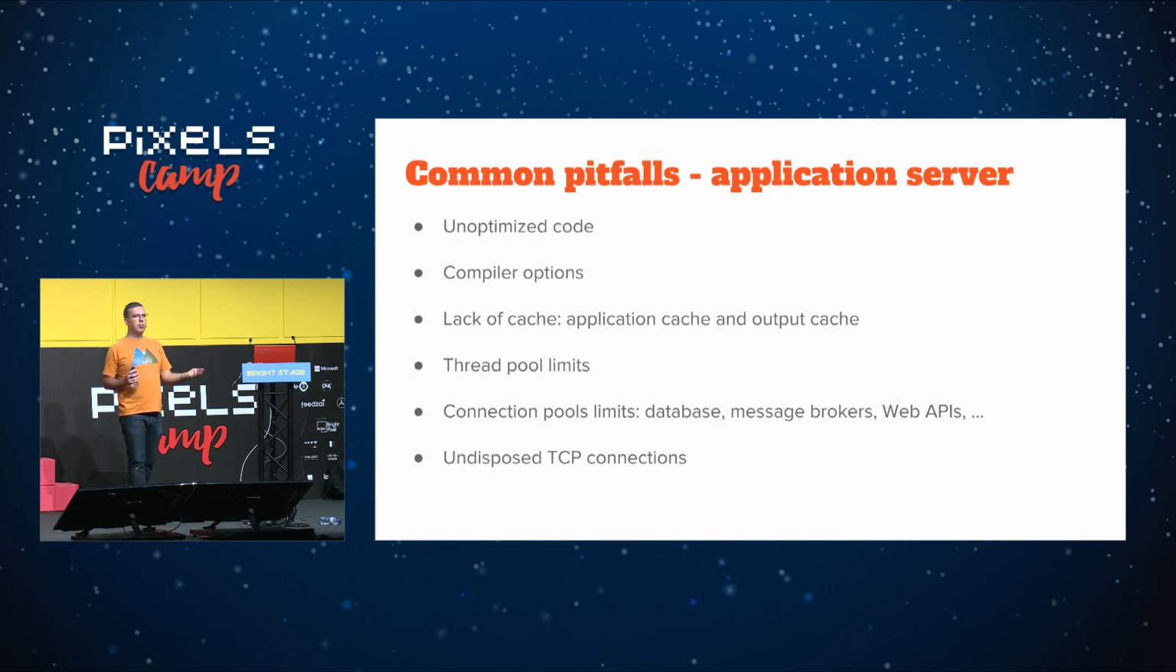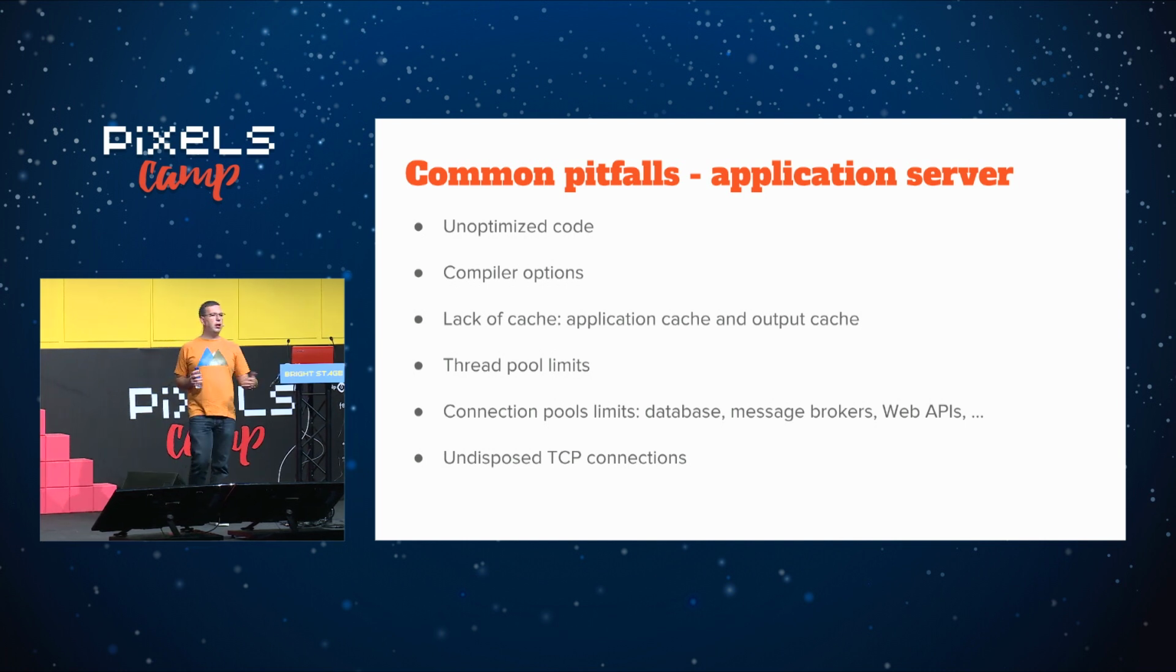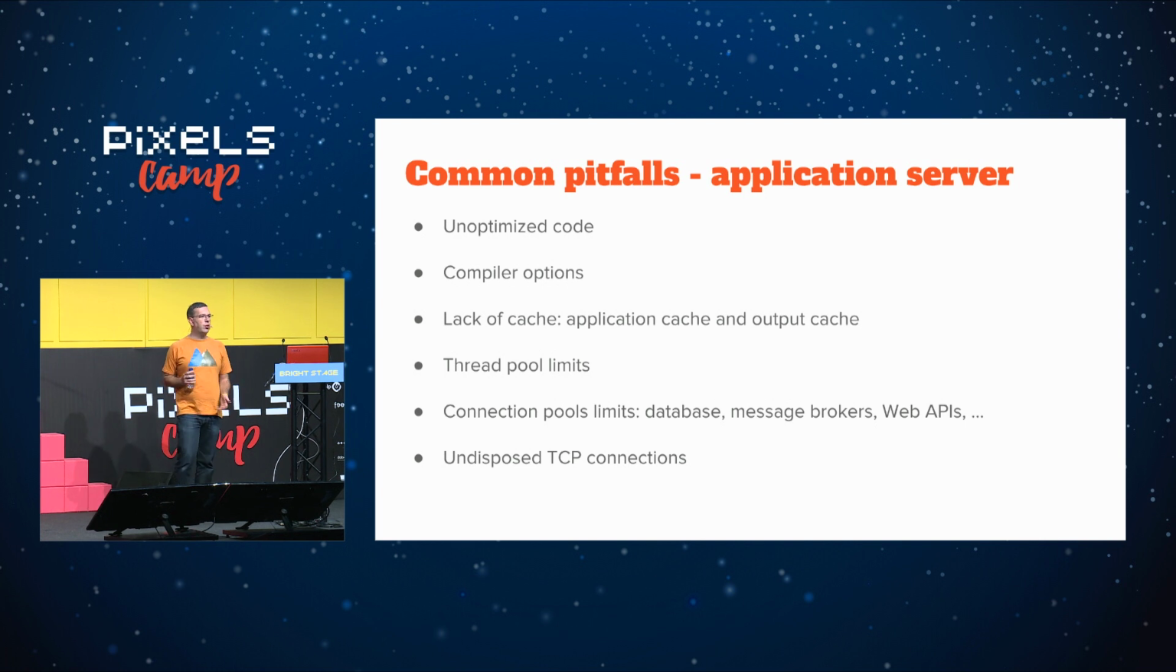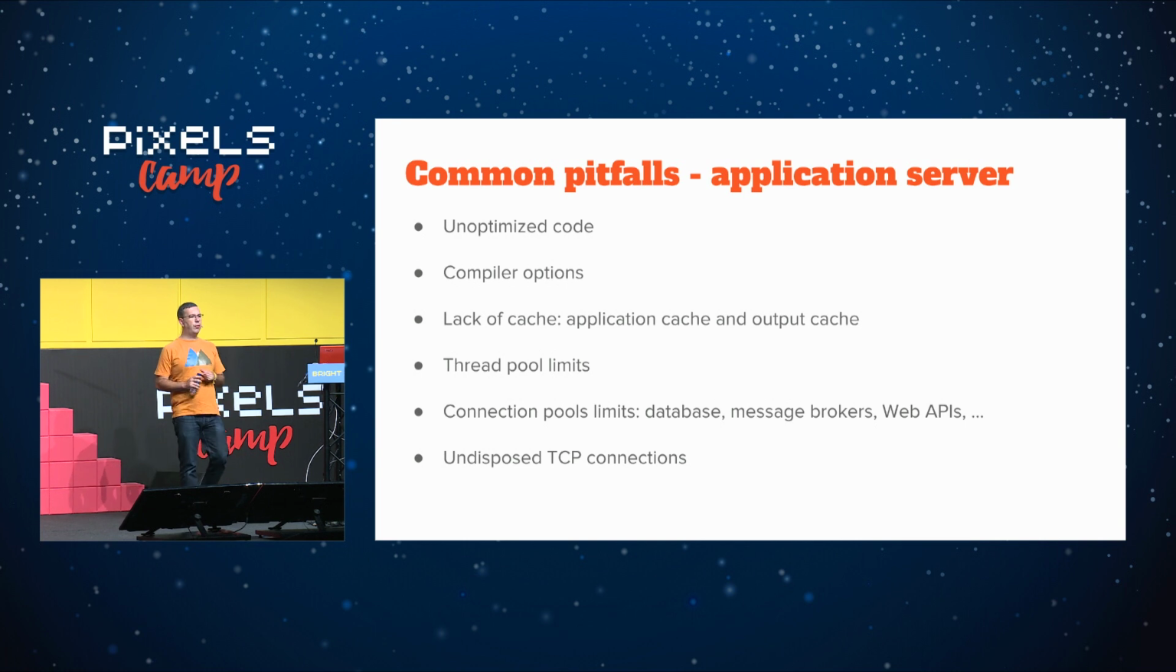Regarding our application, the most common causes of slowness: unoptimized code, compiler options for those who use compiled code, lack of cache. So it's important also to keep track of what could be cached in our application to avoid unnecessary calls to the database or to services. Thread pool limits, connection pool limits. So once again, connection pools are important because if we have our web server attending 1,000 threads and the connection pool is limited to 10 connections, well, it won't scale as it could.